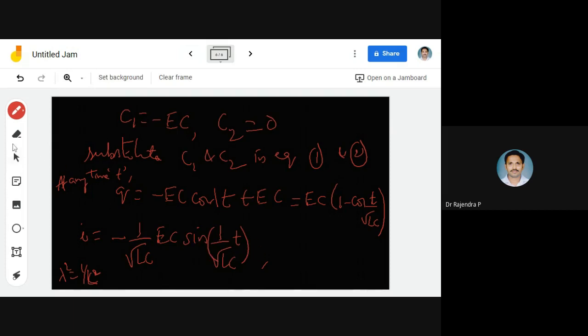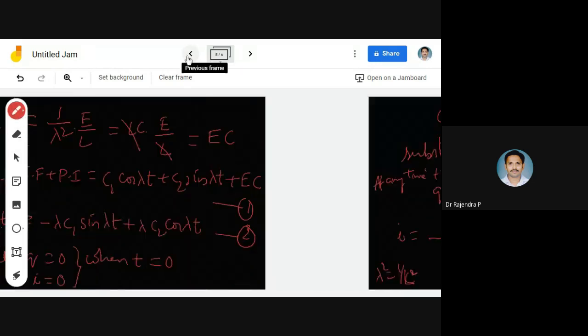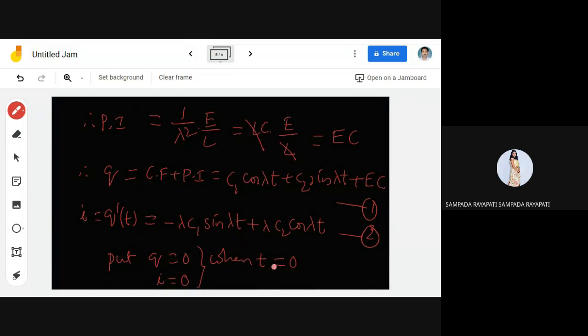So, is there any simplification here? On C, you may cancel. If you want, you can cancel that C, isn't it? And we can write it up. Correct? This is minus lambda C1. Okay, good. Is it correct? Everything is fine?